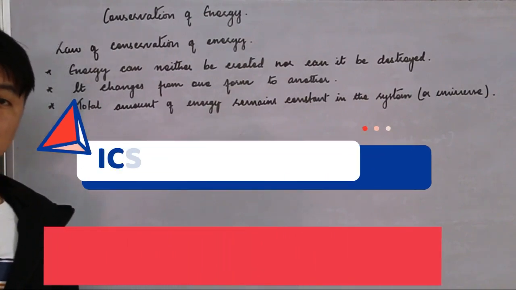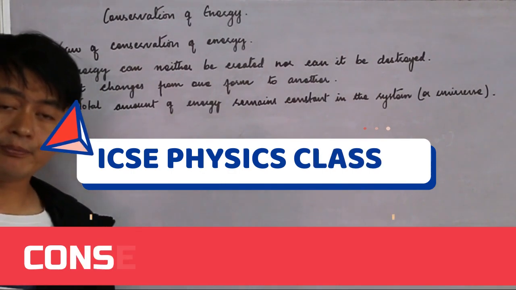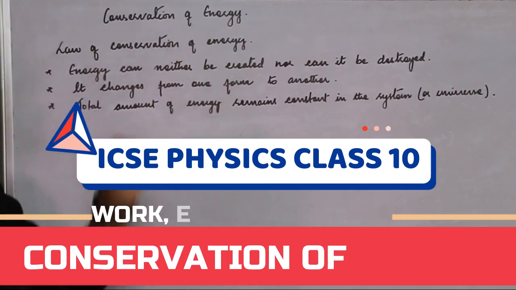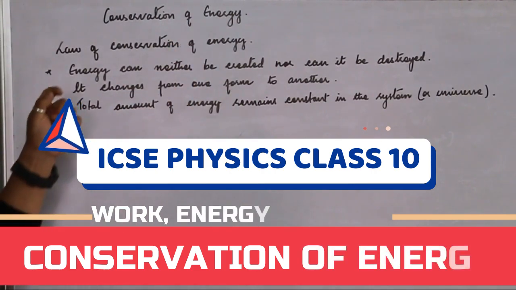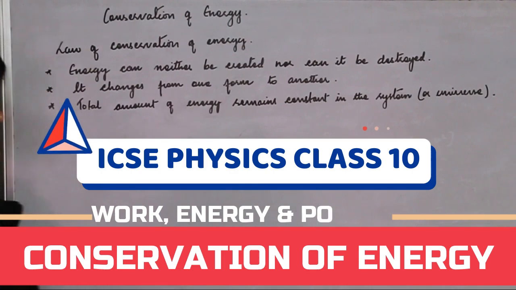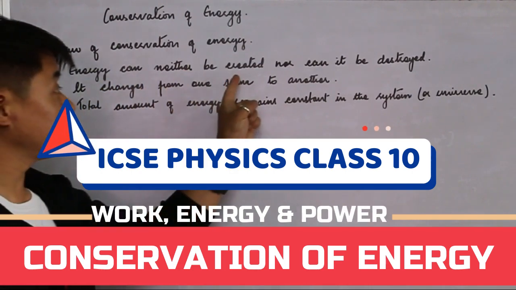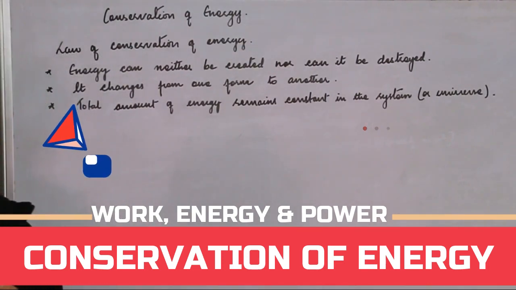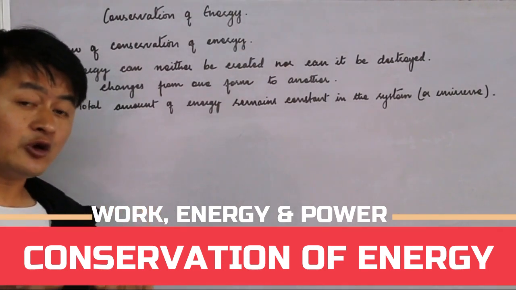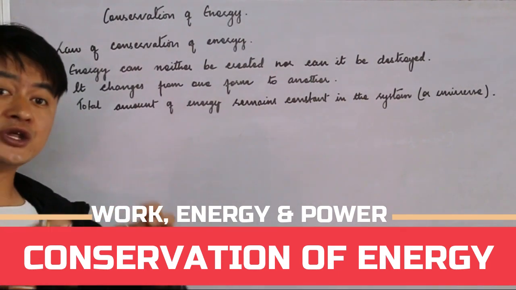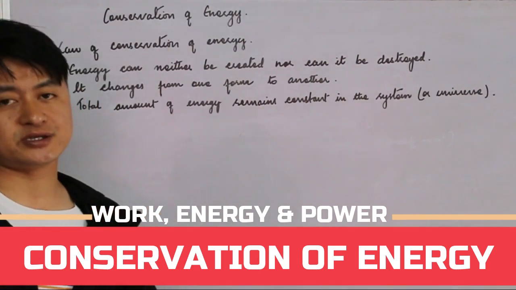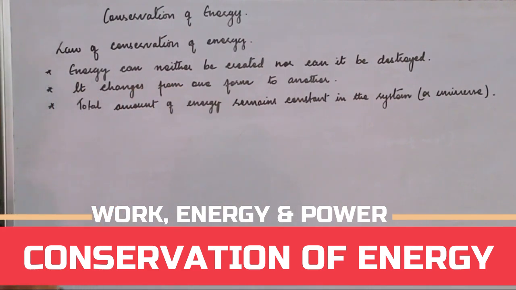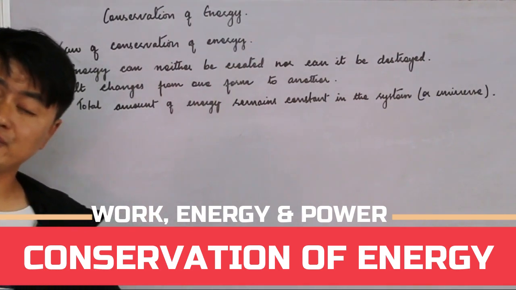Class 10 physics, work, energy and power, and we'll do the section conservation of energy. So the law of conservation of energy states that energy can neither be created nor can it be destroyed. This means we cannot create any new energy and we cannot destroy the energy which already exists. And the second point, it changes from one form to another.